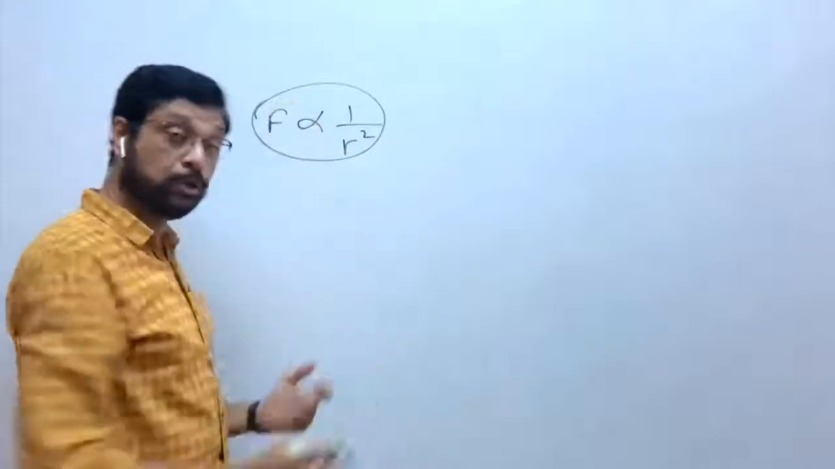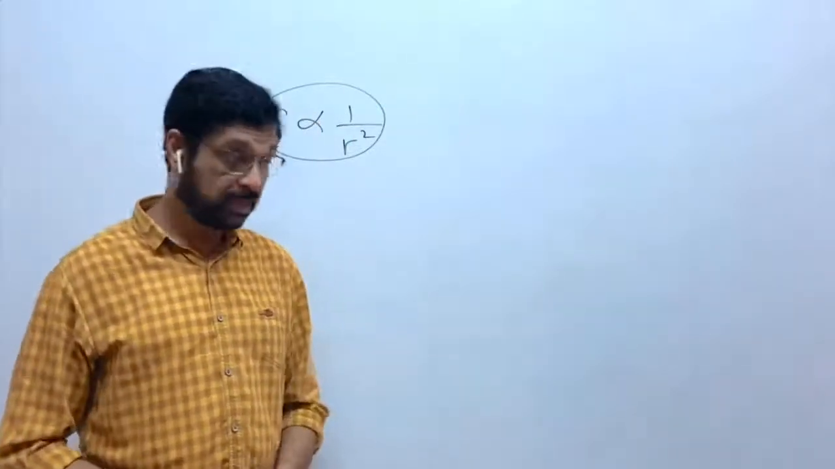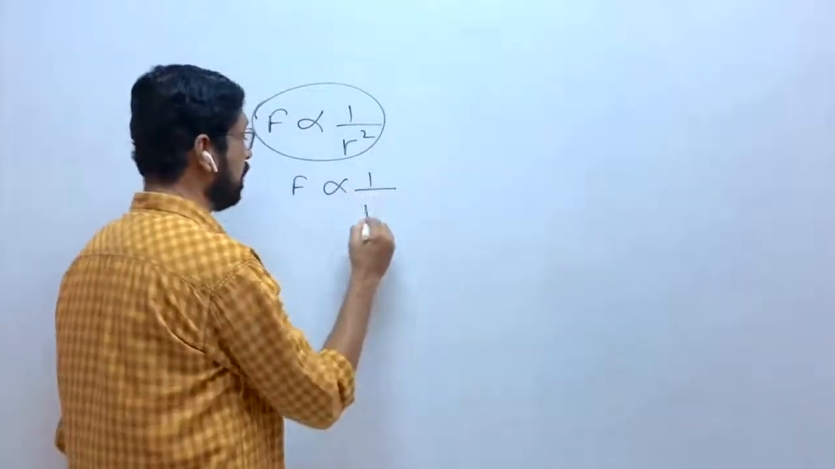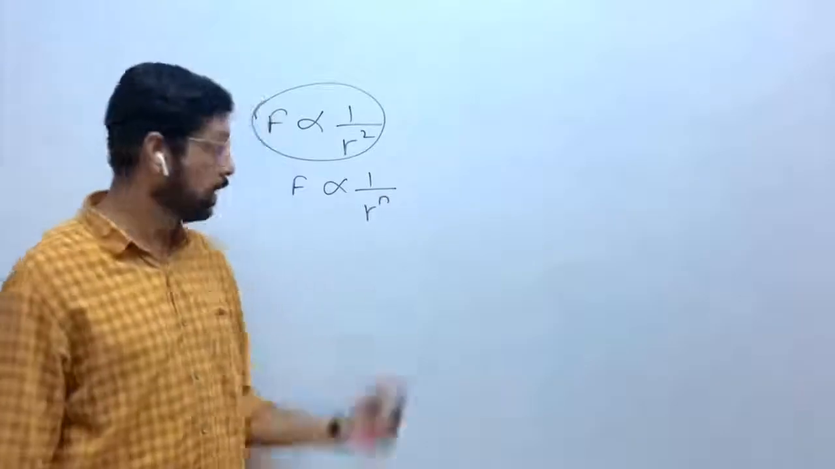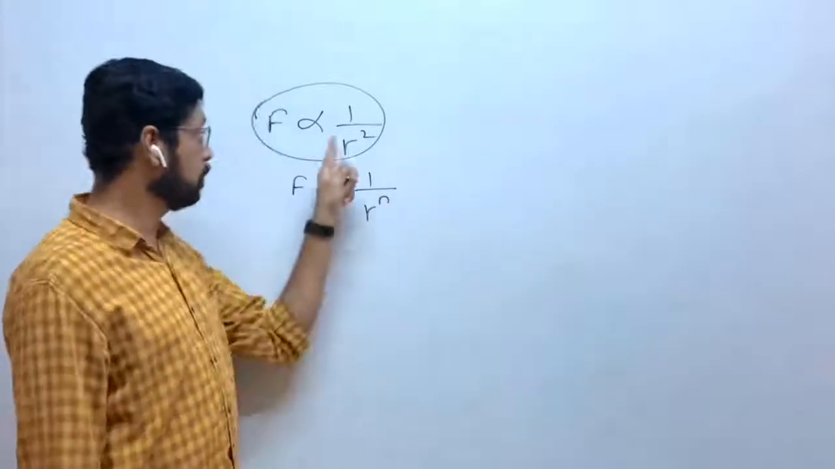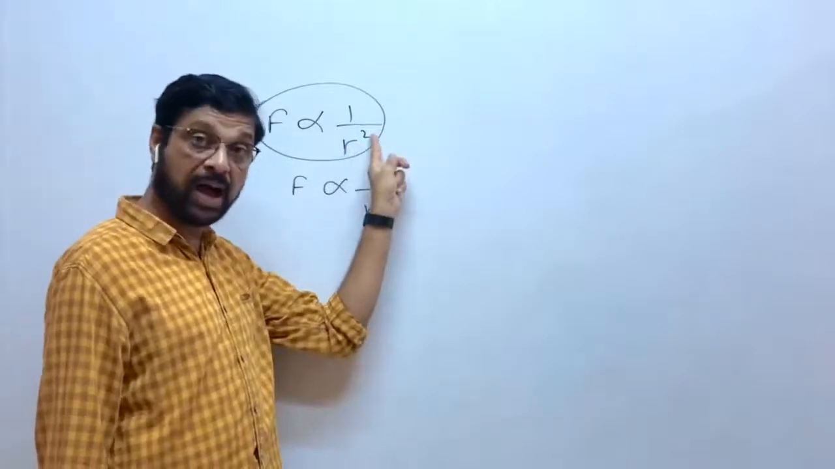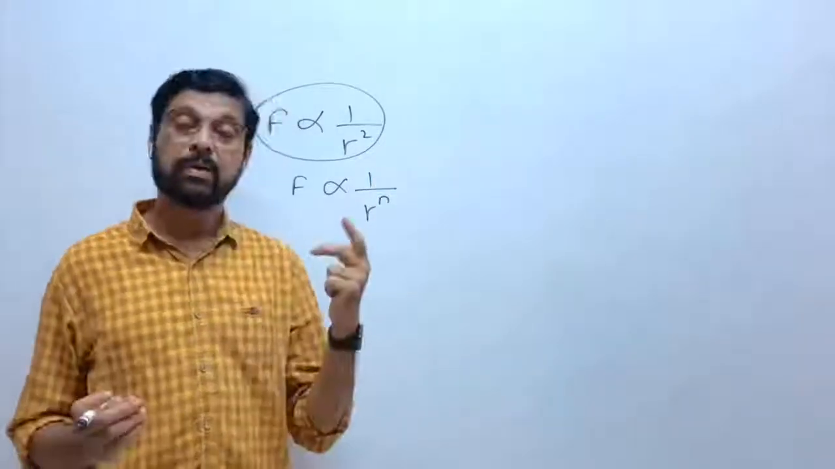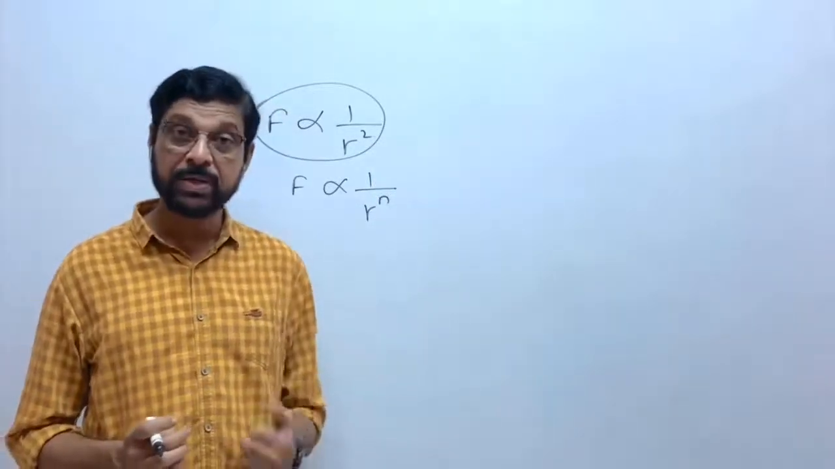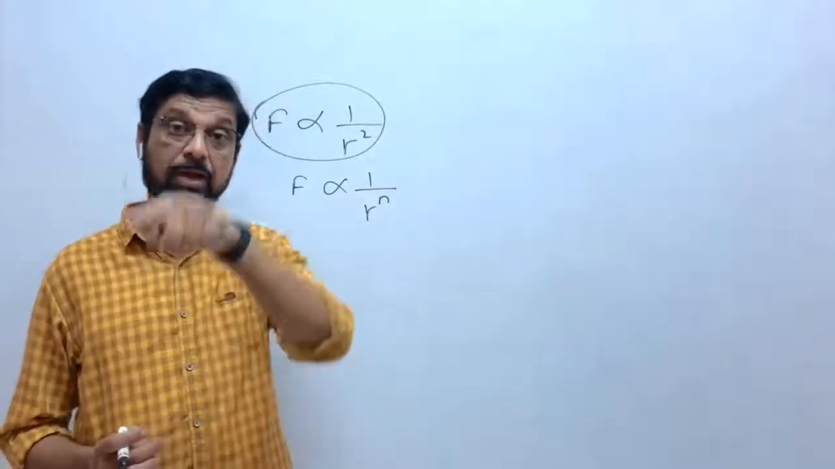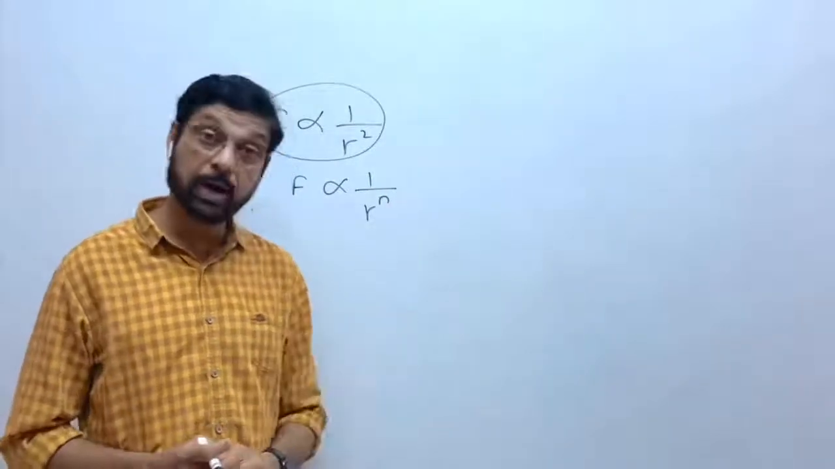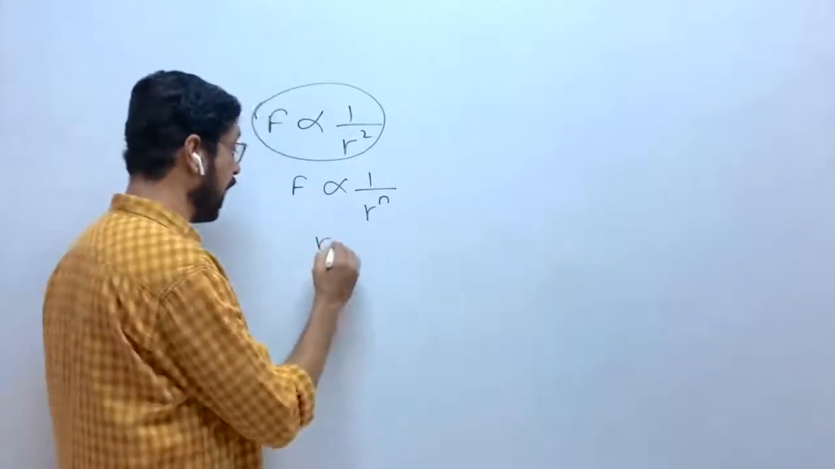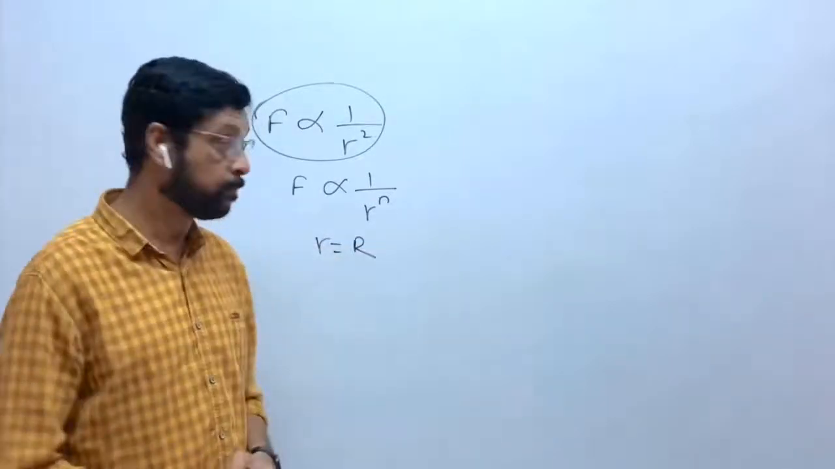But in a new condition, according to the question, the gravitational force varies inversely as R raised to n, the nth power of the distance. So it is not inversely proportional to R square. Instead, F is inversely proportional to R raised to n. In this case, what will be the time period of the motion of a planet around the sun, when the distance of that planet from the sun is capital R, meaning small r is capital R?